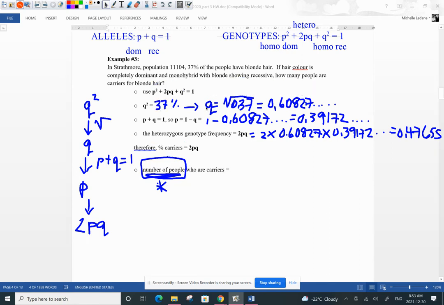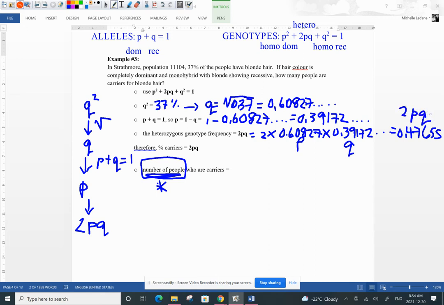So we've got 37%. In other words, we've got Q squared is 0.37. We're going to take the square root of that on our calculators. This is the value we get. P plus Q is 1, so great, 1 minus that is this value. And then those heterozygous individuals, that is our carriers of this particular trait, this blonde hair. And so we just go 2 times what we know for our P value times our Q value. And so here's our 2PQ.